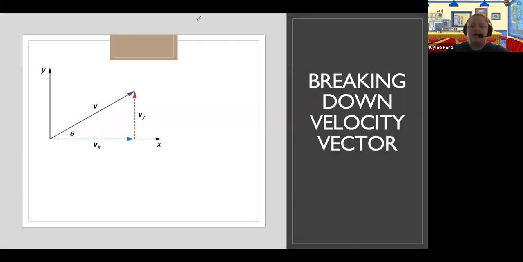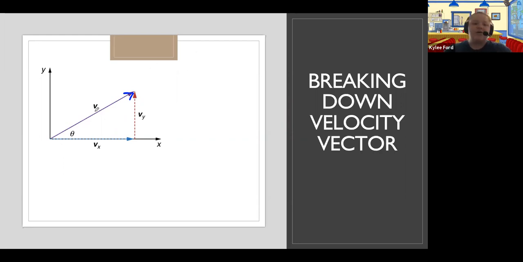So moving on, we can do that exact same thing with velocity vectors now. If I'm looking at some XY axis and I have a velocity vector going in this direction here, I can now break that down into its components in the X direction and in the Y direction.